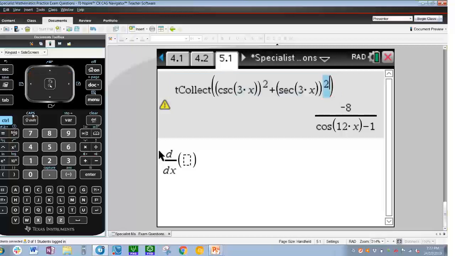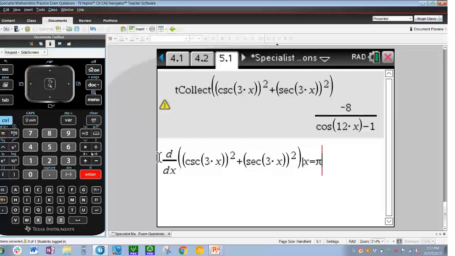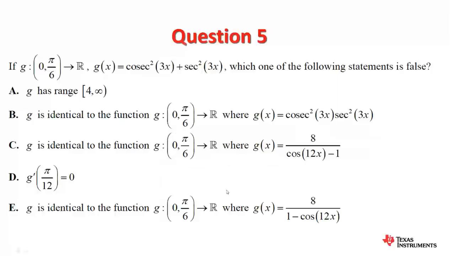So hold shift and keep pressing left until the entire function is highlighted. Press Control C to copy, and keep pressing down and then right, Control V, and then I'm going to plug in pi on 12 straight away. Control equal, left given, x equals pi over 12. And yes, indeed, it is 0. In a similar fashion, you can go through the other options and ensure that all of them are true. So this question was very similar to 2002 Exam 1, question 4, which 57% of students got correct.